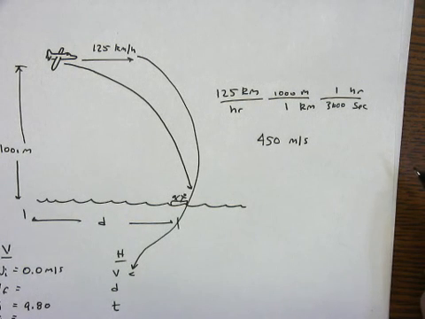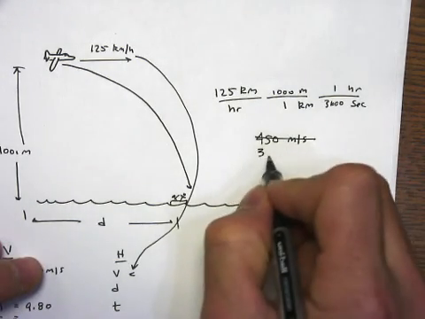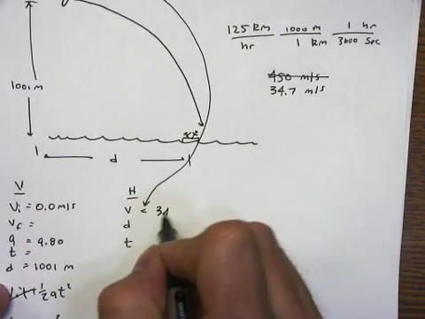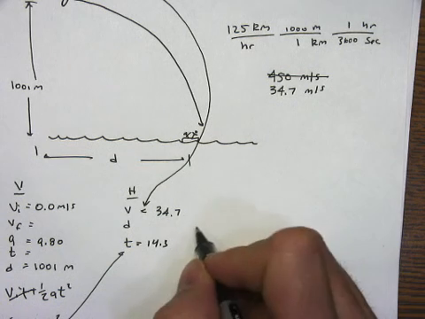No. 125 divided by 3.6. And you should get 34.7. That's right. Okay, so this is 34.7. And the time is the same, 14.3.